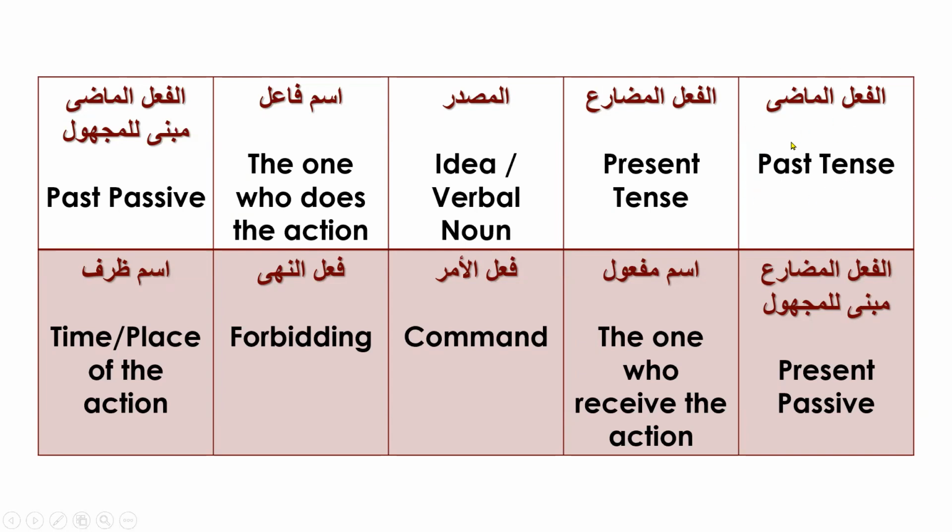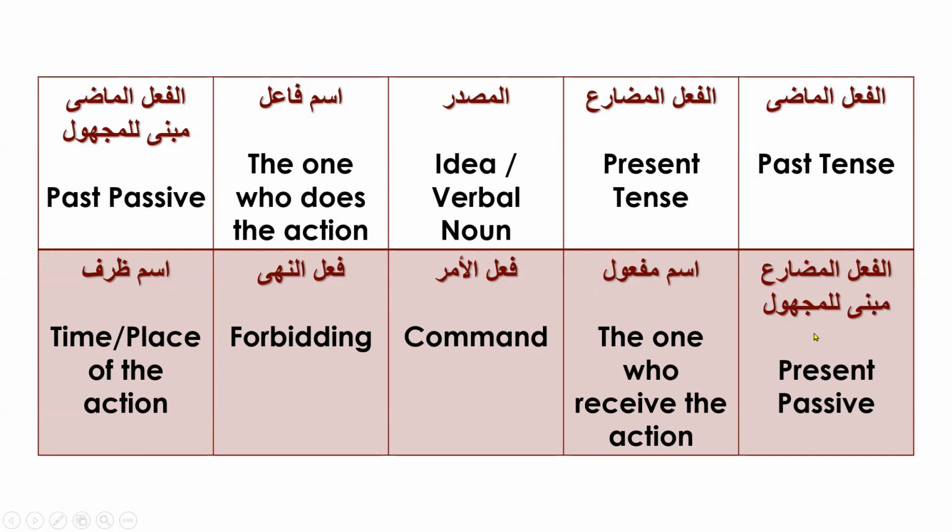Fi'l madi. The first member is the past tense, fi'l madi. Then this is fi'l mudari', present tense. Al-masdar, the idea or the verbal noun. Ism fa'il, the one who does the action. This is the doer. Al-fi'l al-madi al-mabni lil majhul. This is the past passive.